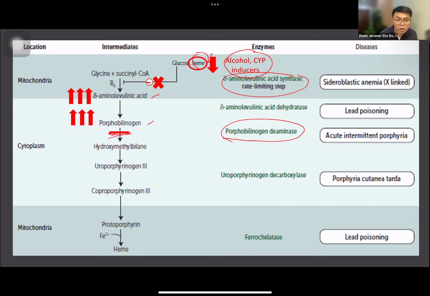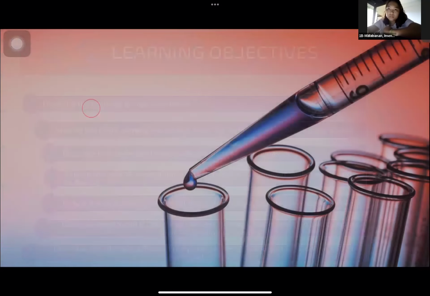This is also the same reason why we give IV glucose and IV hematin, the synthetic form of heme, in patients with porphyria. Because if you give glucose, if you give heme, the synthetic form of heme, will you inhibit ALAS? Yes, because heme is an inhibitor of ALAS. So when ALAS is inhibited, will you still produce the intermediates? No. Will that improve your patient's manifestation? Yes. See? So that's how you apply it.